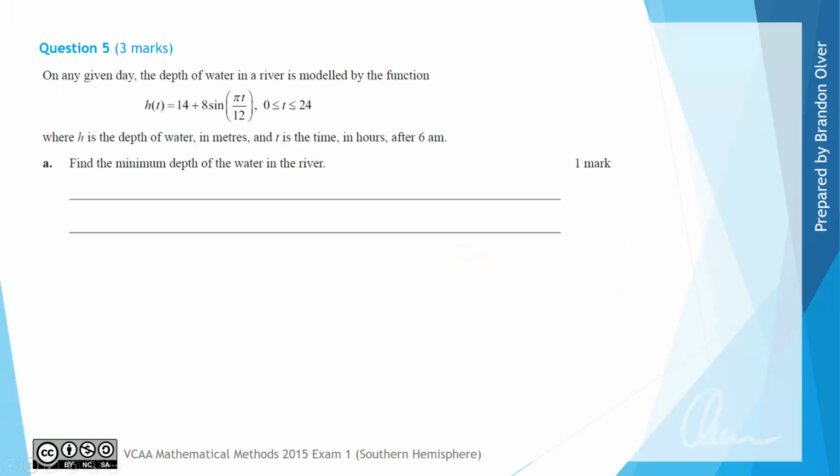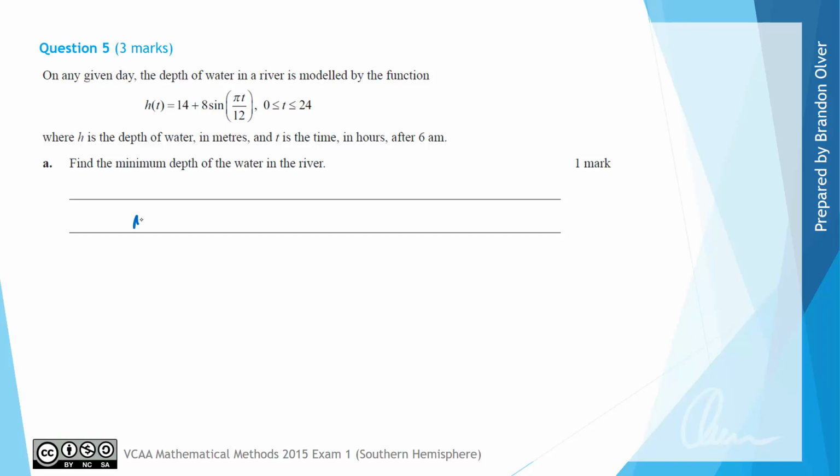For question 5 we're told that on any given day the depth of water in a river is modelled by the function h of t, which is equal to 14 plus 8 sine of pi t on 12, and it has a domain of 0 to 24, where h is the depth of the water in metres and t is the time in hours after 6 am. For part A, we're asked to find the minimum depth of the water in the river.